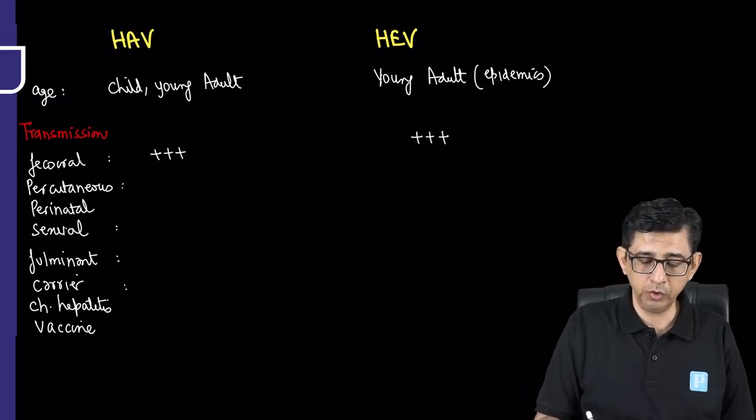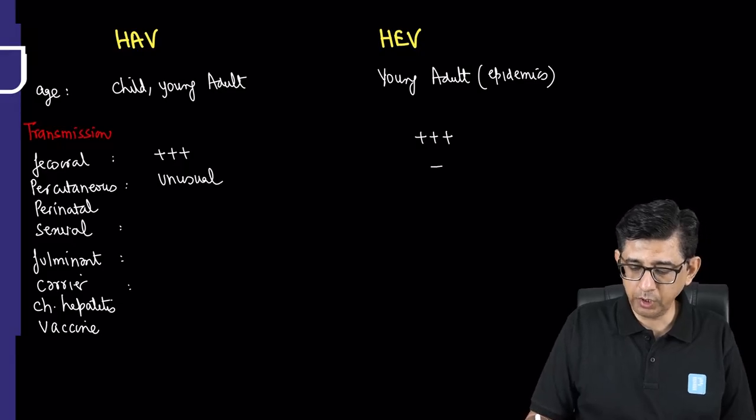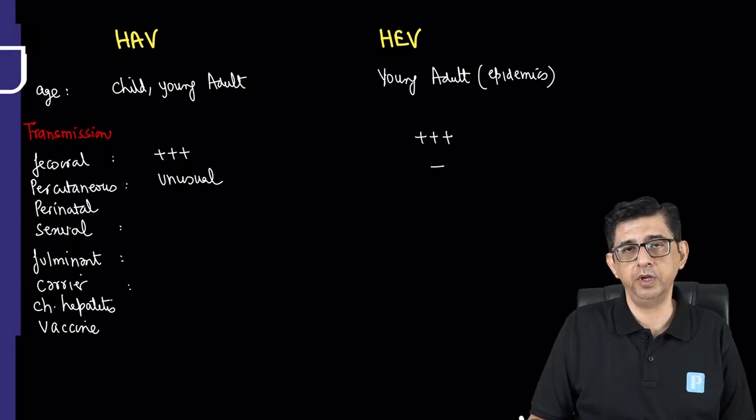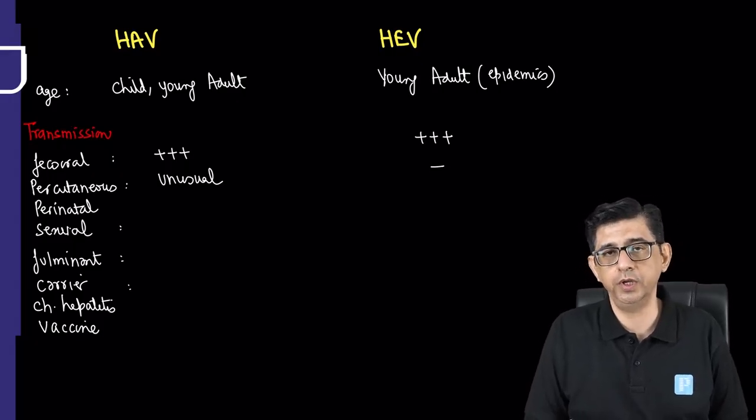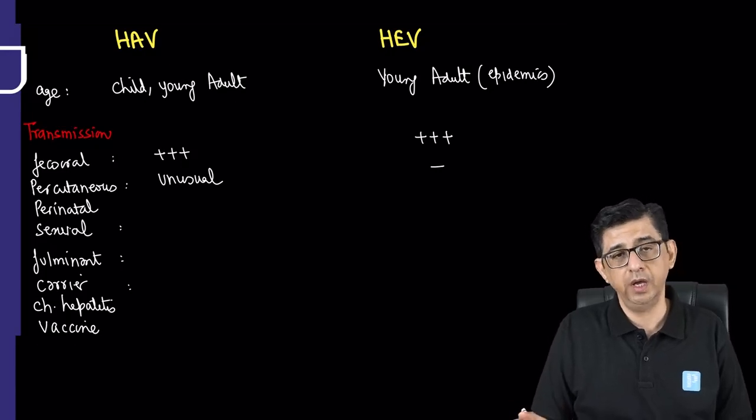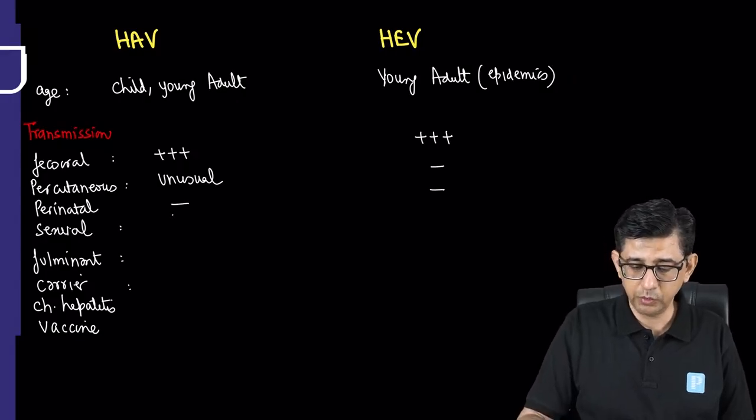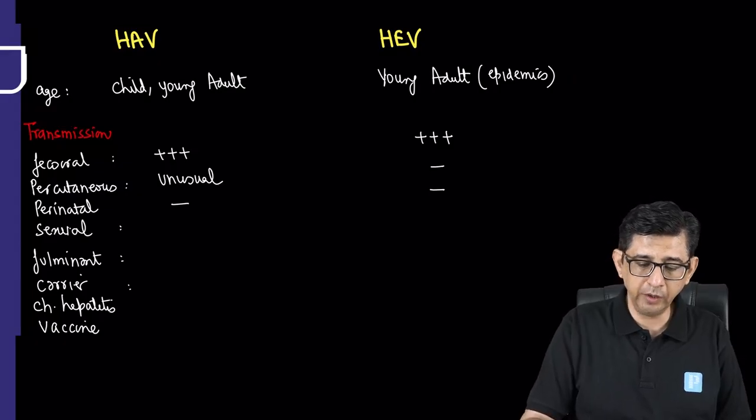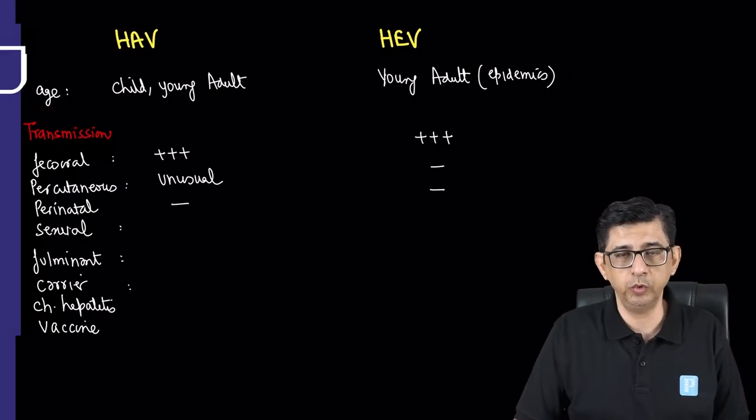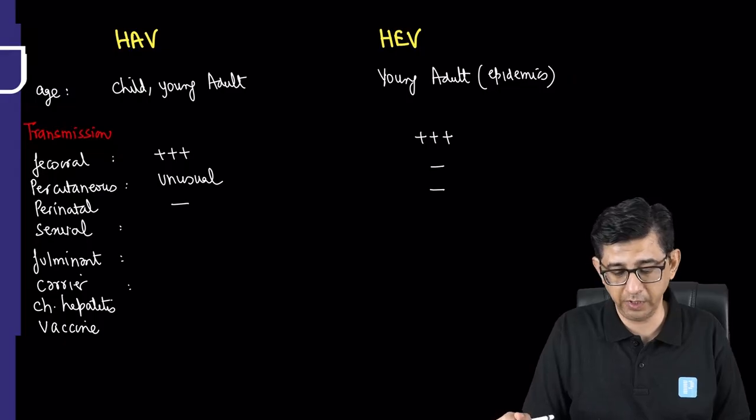As far as the percutaneous route of transmission is concerned, for hepatitis A, Harrison says unusual, but there is no percutaneous route of transmission. By percutaneous, we are talking about IV drug usage, or it could be needle stick injury. So we do not get percutaneous transmission with hepatitis E, and that is to be remembered. As far as the perinatal route of transmission is concerned, it's not present in both of them. So there is unlikely to be a question on perinatal transmission of A and E, because it's not present in both. But the percutaneous route of transmission is not seen with hepatitis E virus.